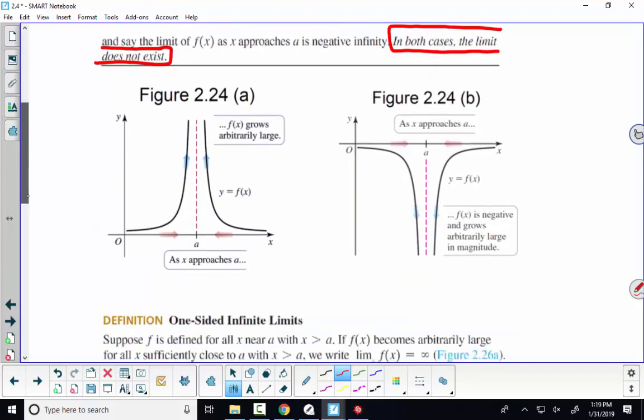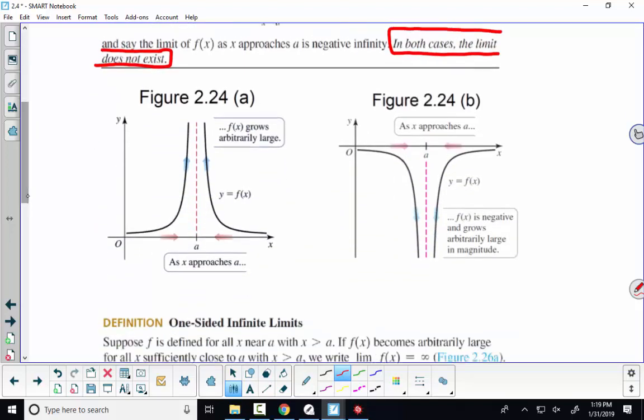So 2.4a, as we approach a from the right or the left, the y values grow without bound. 2.4b, as we approach a, the y values grow in the negative direction without bound. So sort of just to add a visual to the words that we're defining there.